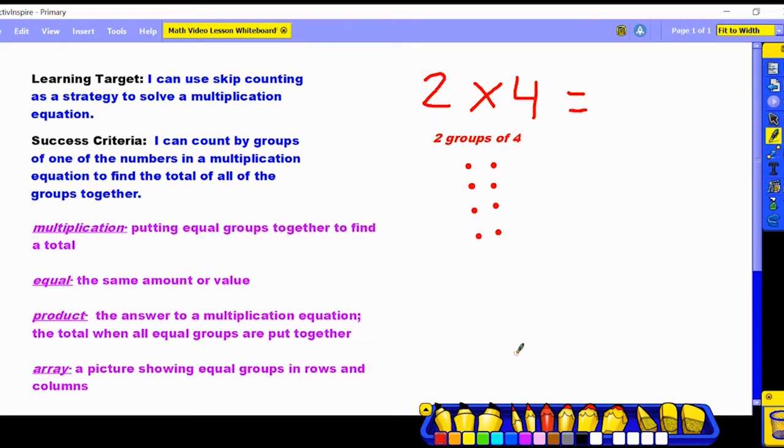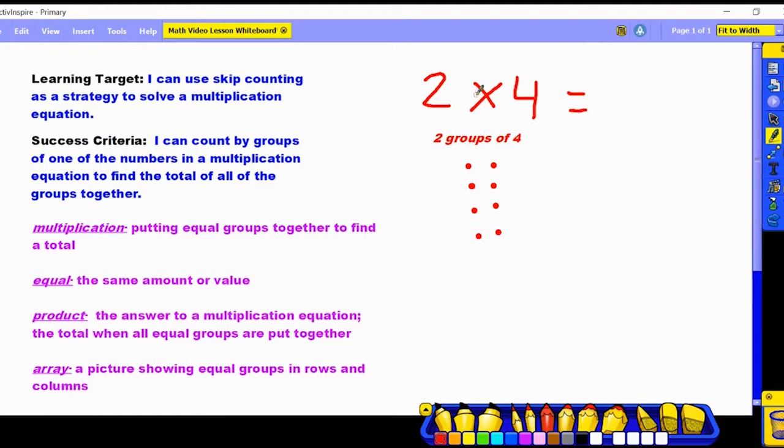The other word that we talked about in our first lesson that's important to remember is what an array is. And that's just a special type of math picture that we use in multiplication, and it shows our equal groups in rows and columns. So in straight lines going across and in straight lines going up and down.